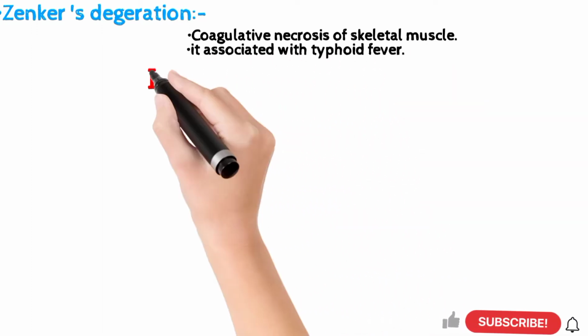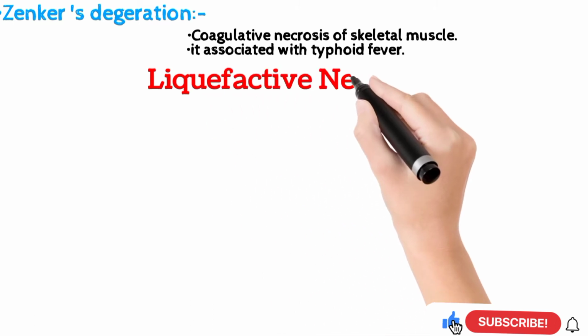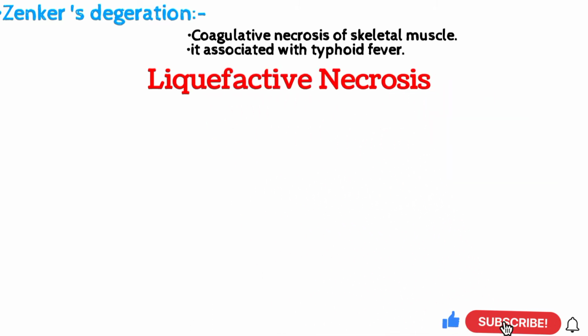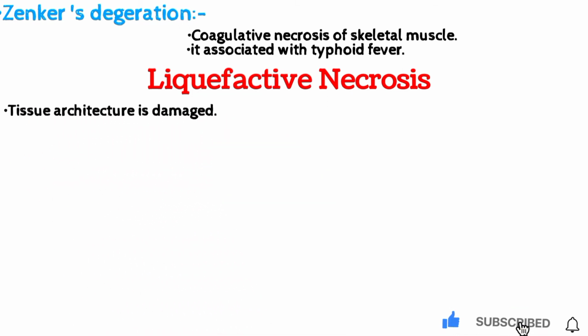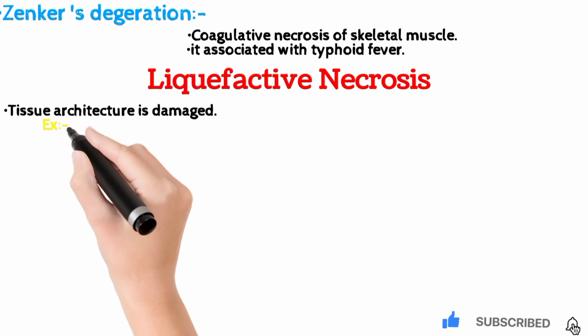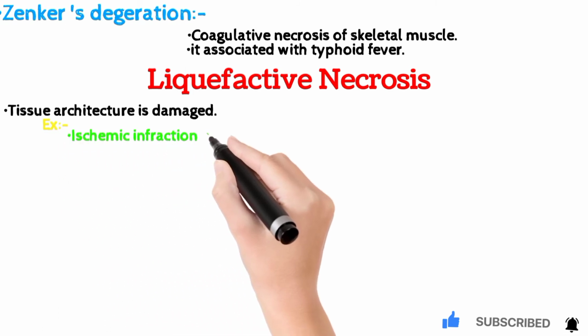Next type is liquefactive necrosis. In this, lysosomal permeability increases, so enzymes leak out and cause enzymatic damage. So in liquefactive necrosis, tissue architecture is damaged. Example is ischemic infarction of brain tissue.